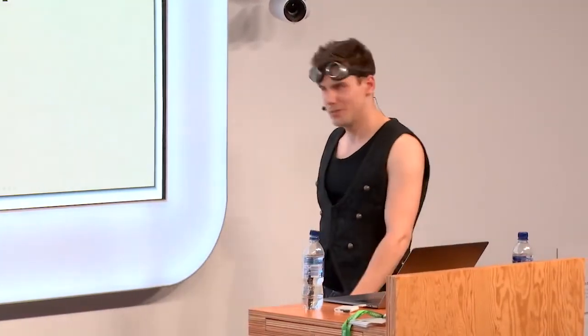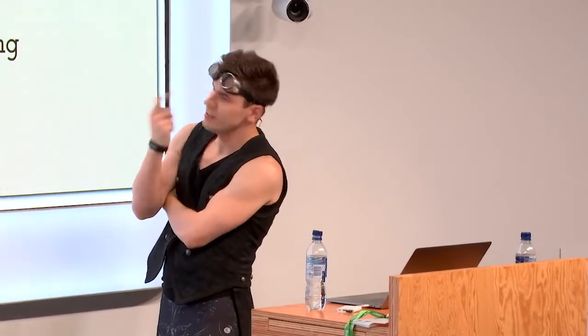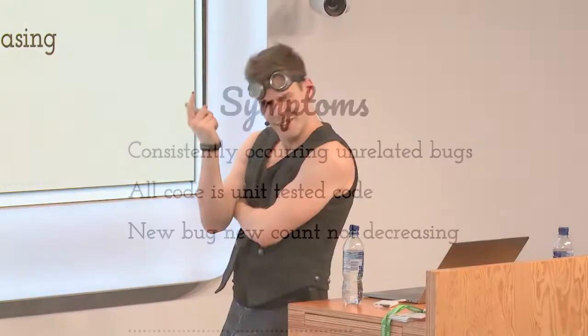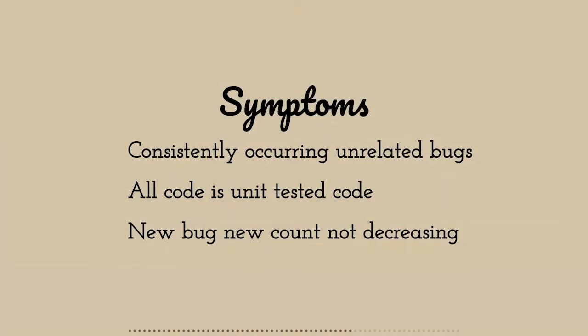Patient 2: Doctor, the bug trickle won't stop. And you're like, huh? What are you talking about? So this team has a consistent amount of bugs happening every week. And all the code is unit tested. I think it should be 0. Why do they keep getting bugs through? And no matter what they try, the new bug count is not decreasing. So you think, is this something I can really help with?